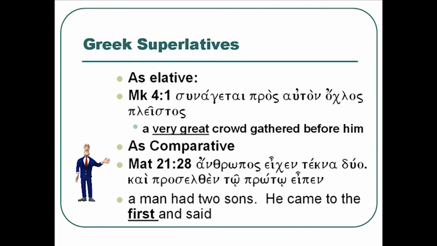The superlative can also be taken as a comparative. And in Matthew 21:28 we have anthropos eichen tekna duo kai proselthon to proto eipen. A man had two sons. He came to the first, proto, the first, usually a superlative term, the first of many, and said, but here there's only two elements, two sons, and so it's a comparative. He came to the first as opposed to the second.